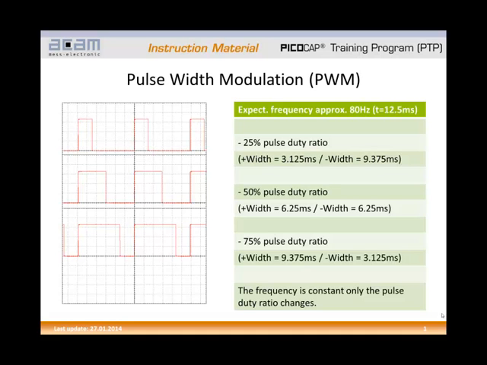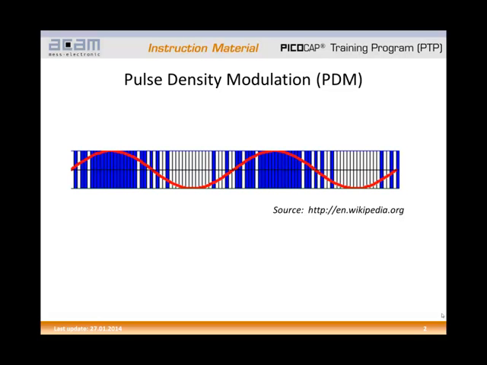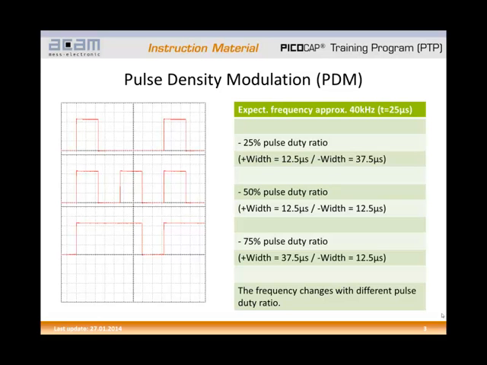Meanwhile, with PDM, you have a bit stream that corresponds to the analog signal's amplitude, as illustrated in this simple sine wave example from Wikipedia. And thus, the envelope curve of that PWM output varies with different pulse duty ratio and thus different frequencies.